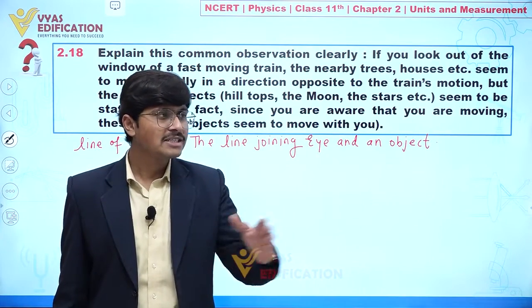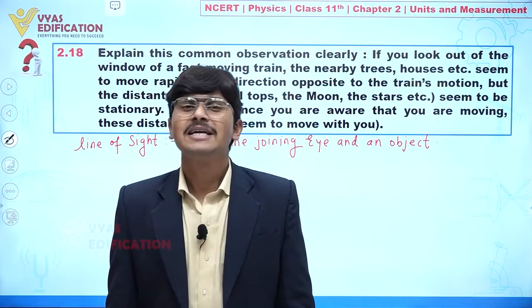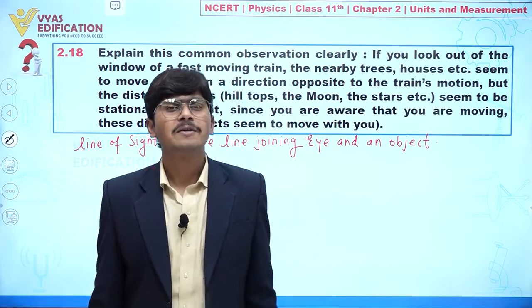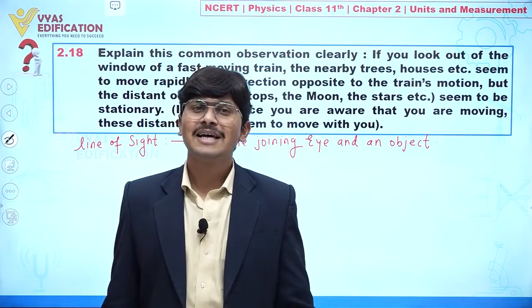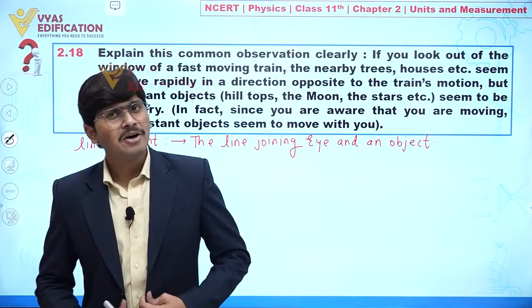Because the line of sight is changing very rapidly, all the objects, all the persons, poles, trees, whatever is standing outside of the train, appear to move in the direction opposite to the direction of motion of the train. Clear? So this is all about this question.